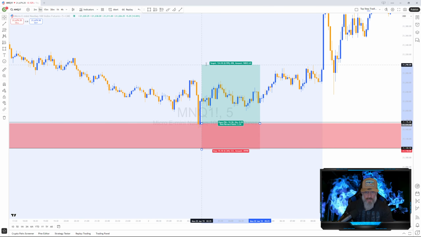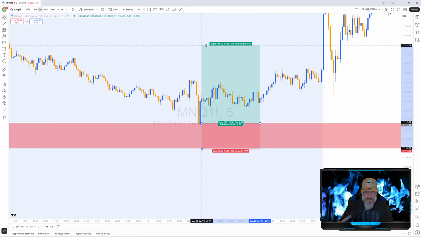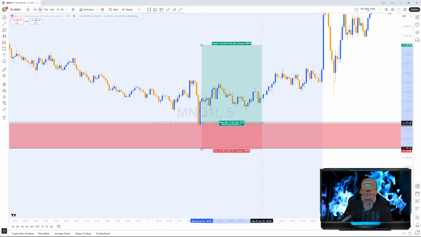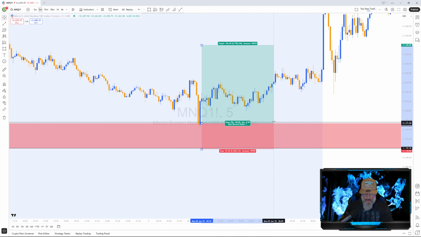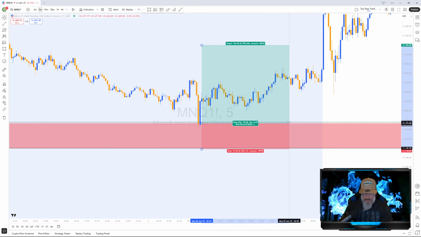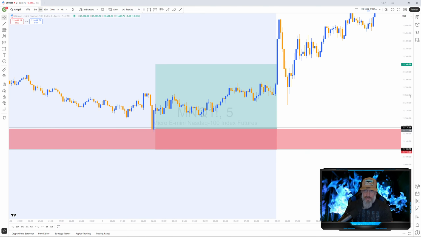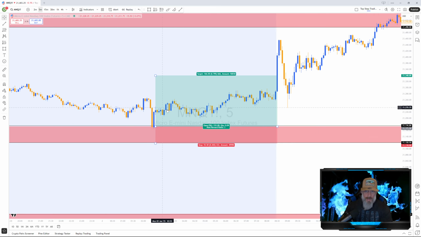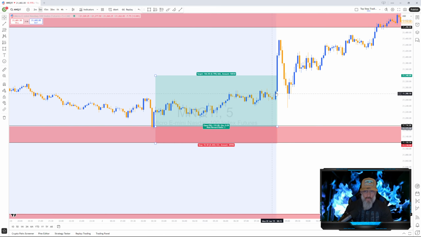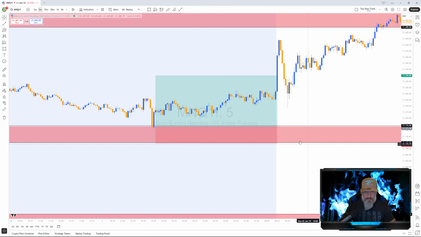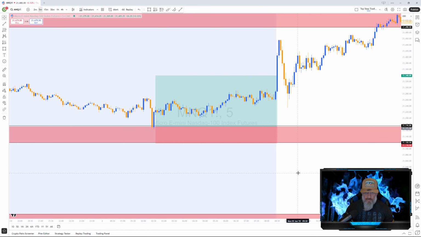And we're looking for a 3-to-1. Yep. Look at that. I was in this when market opened and absolutely made $1,000 right there off this one trade. Trading 5 micros.